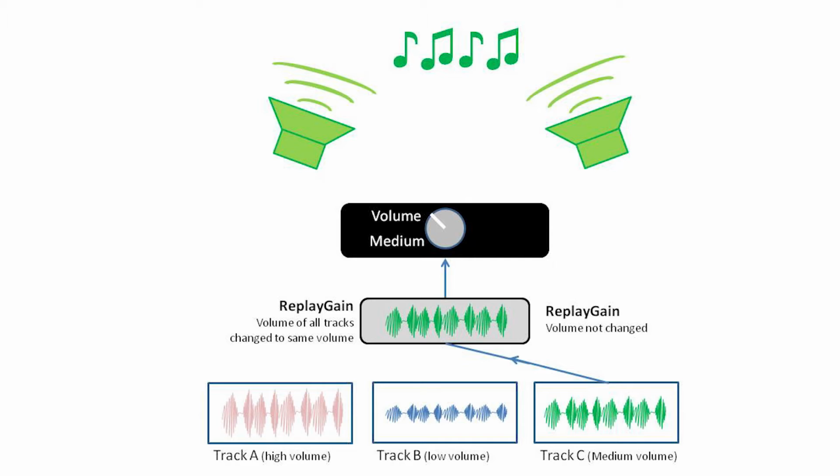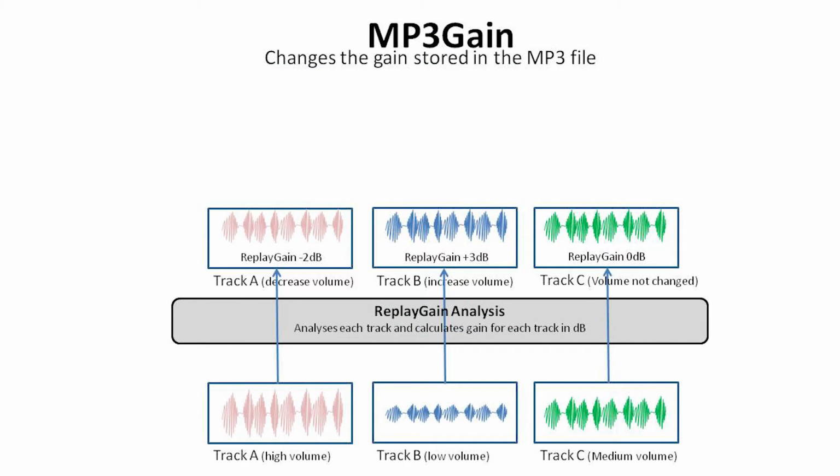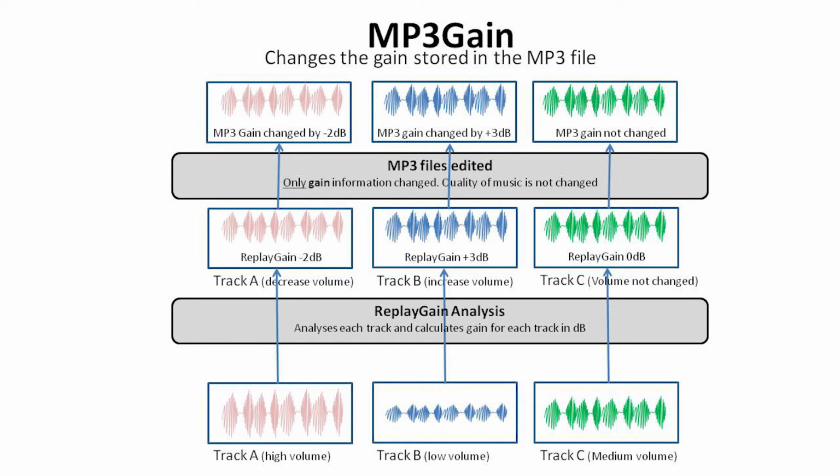I've discovered a couple of different ways of implementing ReplayGain. The first is used by a program called MP3Gain, which analyses each track and calculates the gain required to increase or decrease the volume to the volume that you specify. MP3Gain then changes the gain value stored in the MP3 encoding by changing the MP3 file. MP3Gain only changes the gain, so it will only change the volume of the music. It will not degrade or even improve the quality of the music stored in the MP3 file.